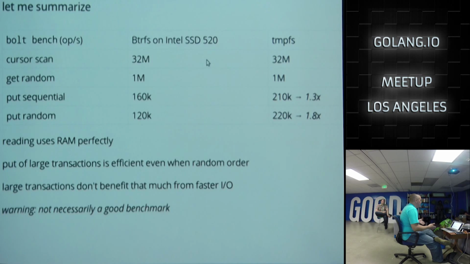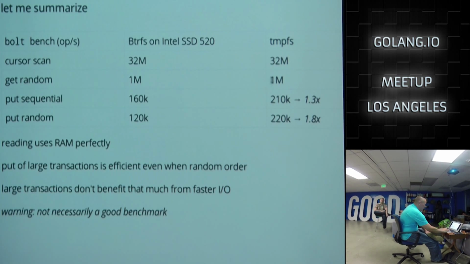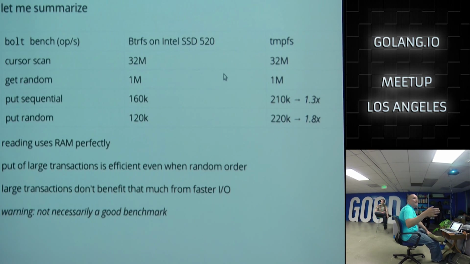So we can see that a cursor scan, as in going through the table in order, goes through 32 million items a second, and it doesn't matter whether it's an SSD or a temp file system. An SSD doesn't really change that. The fact that the left and the right column are the same for the read operations means that Bolt is really good about using your memory as a cache, and that's part of the design of it. That's the reason why it is the way it is, to have this actually be true.